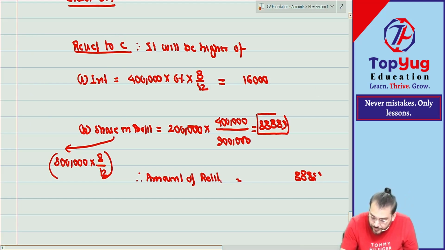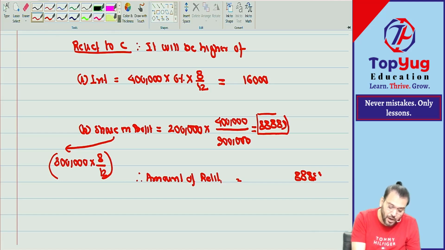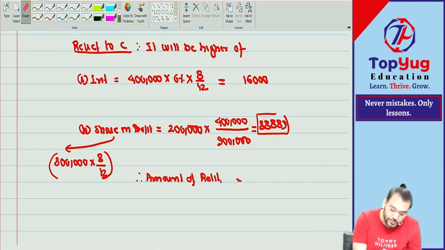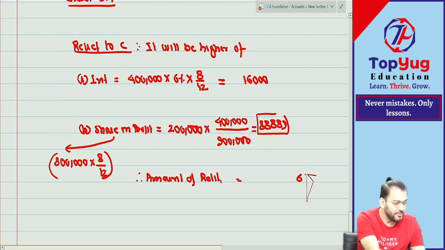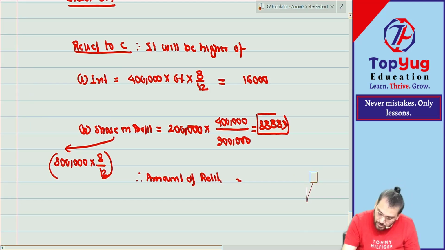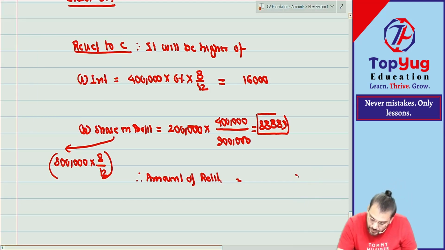88,890 चलेगा? बोलना रे. Correct. So I hope this much you understood how to calculate relief. How to calculate relief, have you understood? 88,890. Correct.